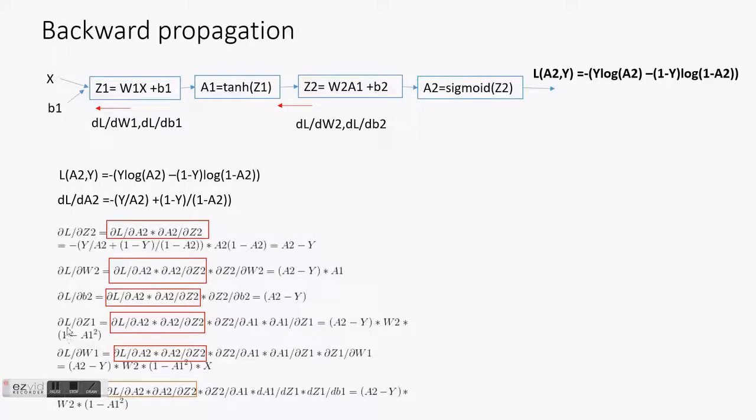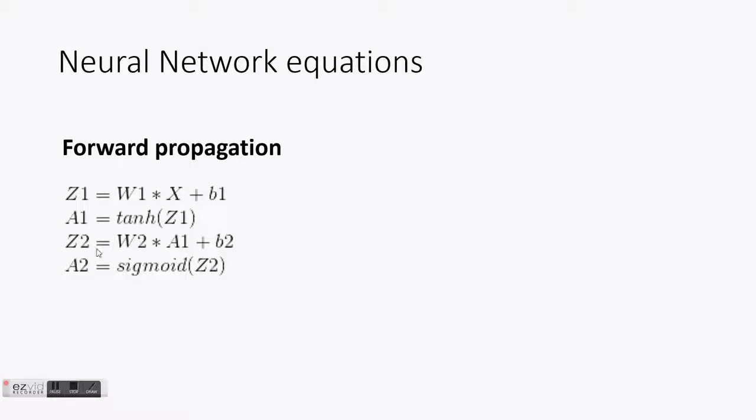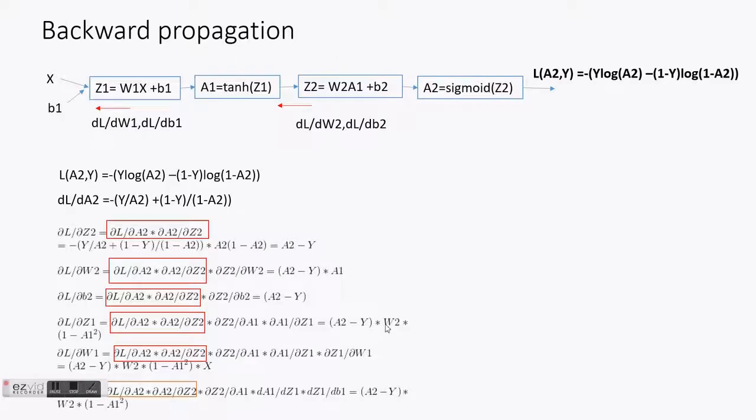So this will be A2 minus Y, and ∂L/∂Z1 is basically expanding the chain of ∂L/∂A2 into ∂A2/∂Z2 into ∂Z2/∂A1 into ∂A1/∂Z1. Now we have already seen that ∂L/∂A2 into ∂A2/∂Z2 is A2 minus Y. We have seen this here. And ∂Z2/∂A1 is basically W2, which is here. And the last, ∂A1/∂Z1, is basically the derivative of this activation unit, which is the tanh. We have already seen in part 3 it is 1 minus A1 squared. So it is basically this set of equations.